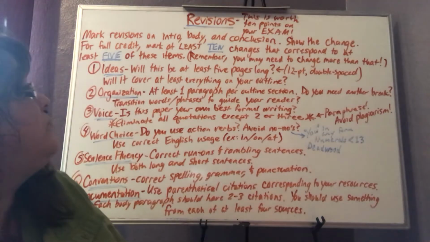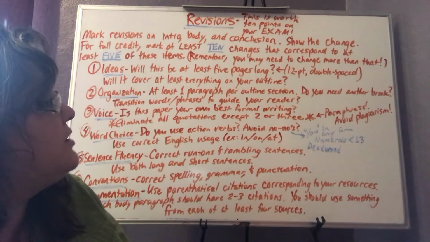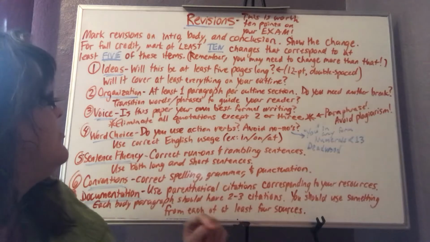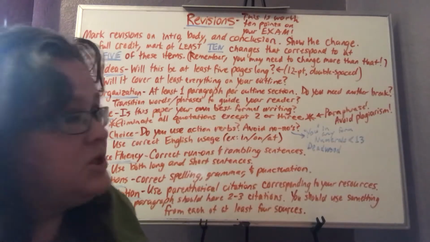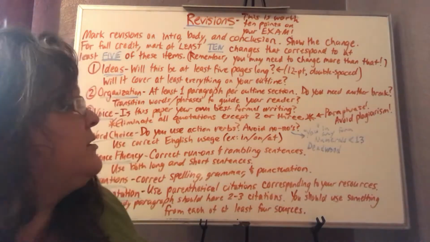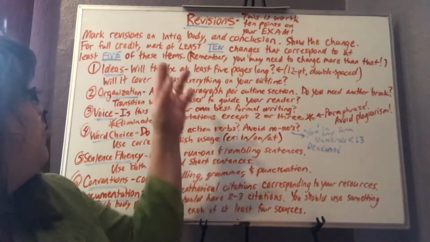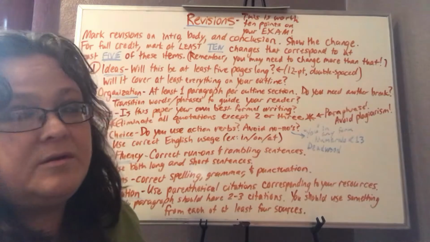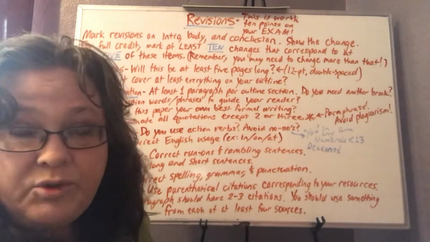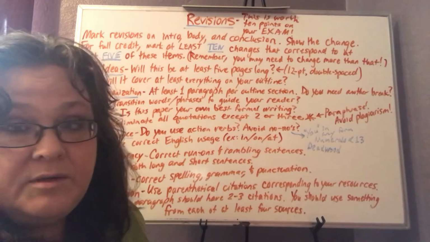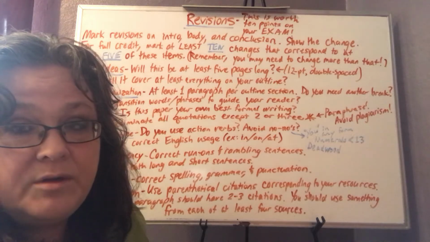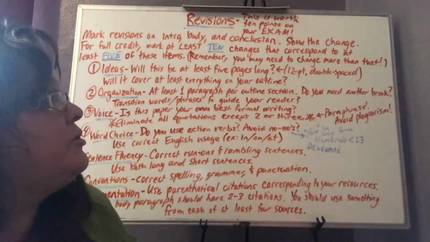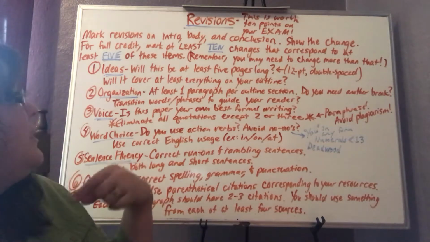For full credit, mark at least 10 changes that correspond to at least 5 of these 7 items. Remember, you need to change more than that because, let's say you did 1 for each plus 3 more conventions things. There are probably more than 4 convention errors that you will need to mark. Just saying. So let's go through these items.